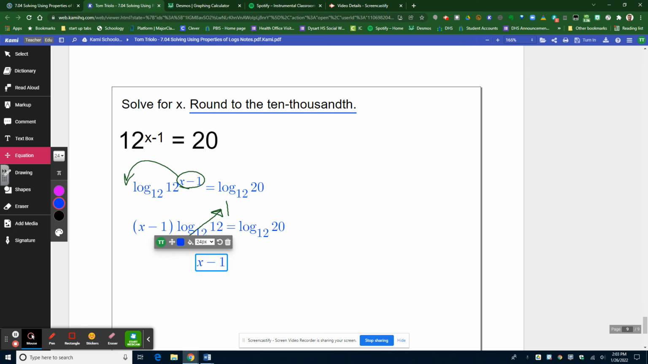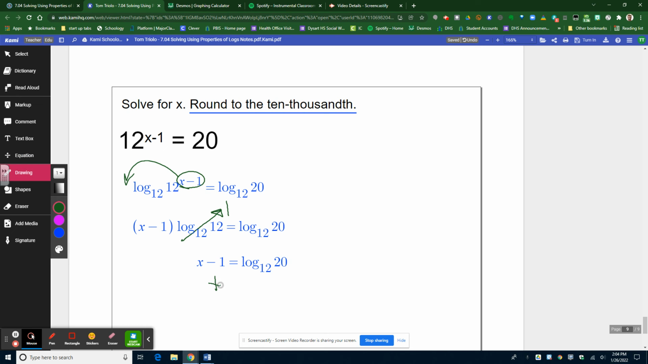X minus 1 equals log base 12 of 20. And what's confusing is you're not used to seeing a logarithm. It's just a number. If this was x minus 1 equals 5, how would I solve it? Add 1. How do I solve x minus 1 equals log base 12 of 20? Add 1. It's the same process. It's going to look weird, but this is the answer.